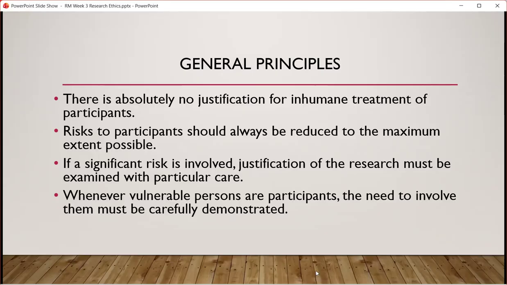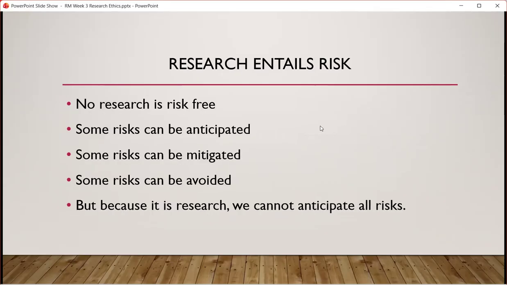Why are we looking at this particular population? What are the specifics? What are the benefits, aside from what are the risks? Again, research entails risk. No research is risk-free. Some of the risk can be anticipated, some risks can be mitigated, and some can be avoided. But overall, because it is research, we cannot anticipate all risks despite our best efforts.